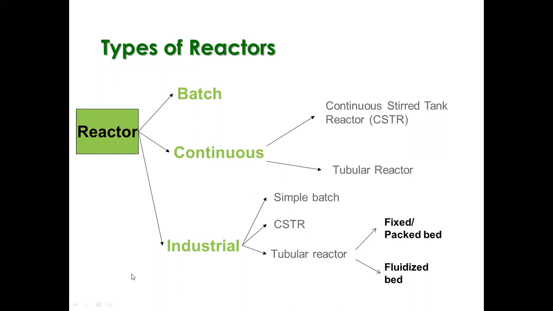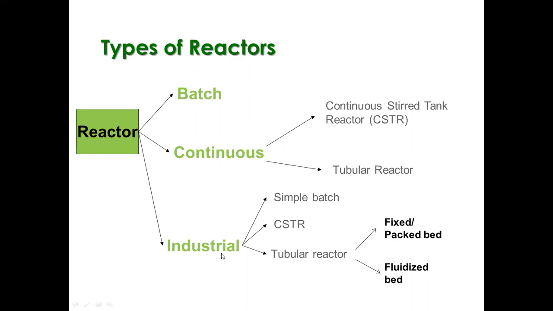Now, in terms of types of reactors, we classify them either as batch, continuous, or industrial reactors. Actually, your continuous reactors here are also industrial reactors because they are commonly used in the industry. So when you speak of the continuous reactors, they are operated continuously. So we have the CSTR, or the continuously stirred tank reactor, otherwise known also as a mixed flow reactor, or another name is back mix reactor. So all referring to the same thing.